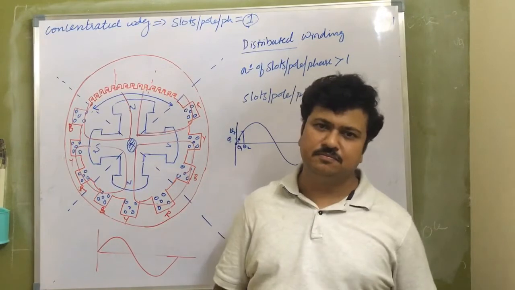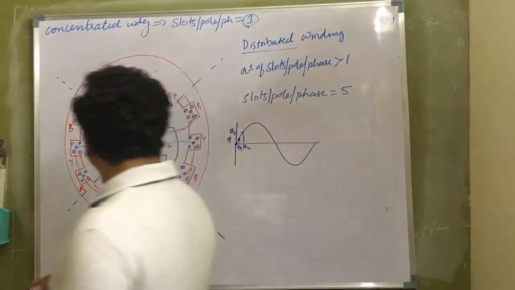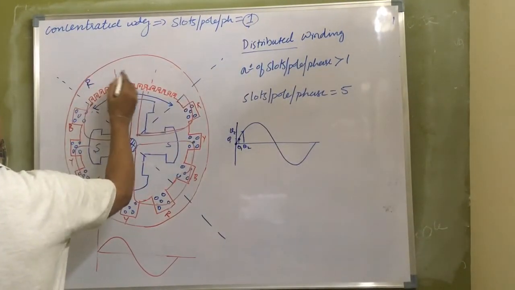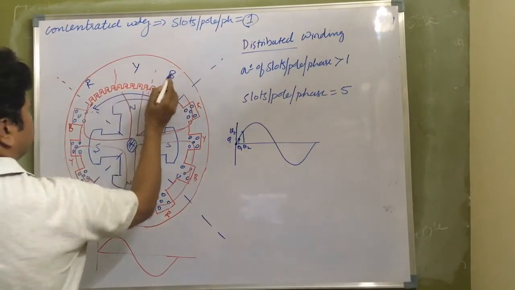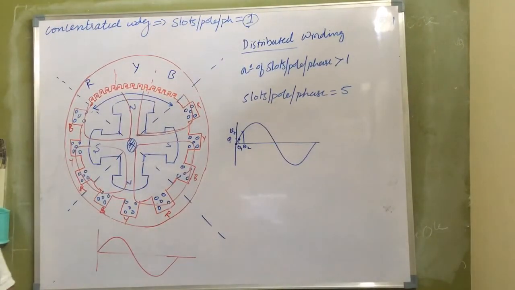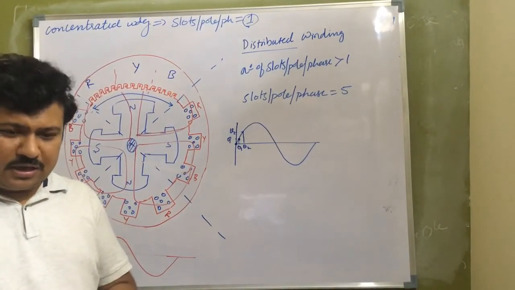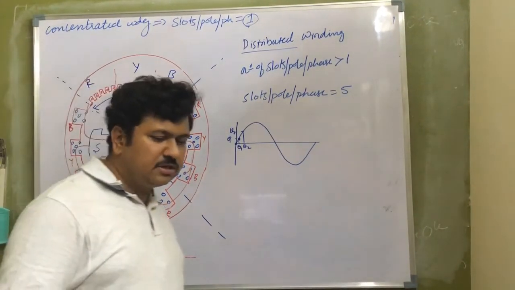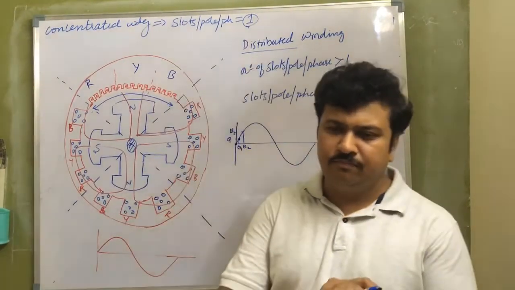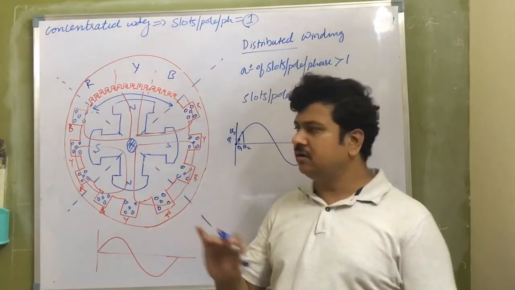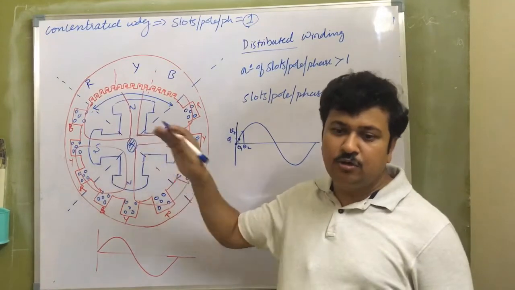So in distributed winding, the sum of EMFs per phase in each conductor is not an algebraic sum, it is a vector sum. Here this is for R phase, this is for Y phase, this is for B phase. So the winding is distributed. Because I use this kind of distributed winding in the generator, I should consider the effect of this distribution of winding in my EMF equation.